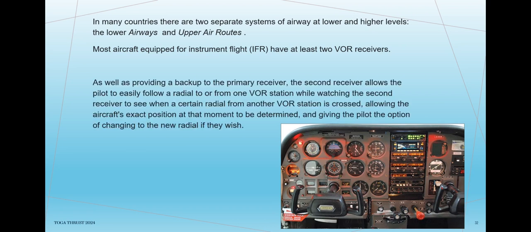As well as providing a backup to the primary receiver, the second receiver allows the pilot to track a radial to or from one VOR station while watching the second receiver to see when a certain radial from another VOR station is crossed, allowing the aircraft's exact position at that moment to be determined, and giving the pilot the option of changing to the new radial if they wish.